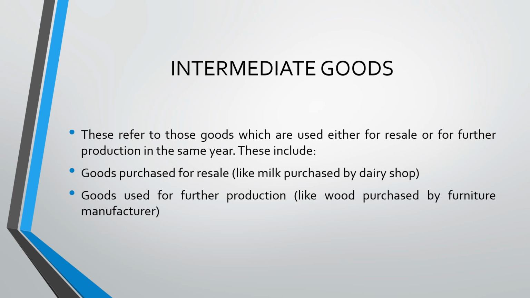Now, goods which are used for further production, it is very simple. The raw material which is used for making a finished product acts as an intermediate good, like wood purchased by a furniture manufacturer. So if furniture is produced out of wood, that wood is categorized as an intermediate good.